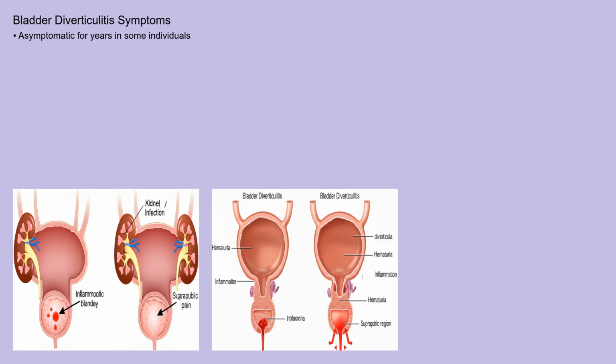Hematuria, blood in the urine, can also occur, especially with infection or inflammation. Patients may also experience suprapubic pain, which is pain in the lower abdomen above the pubic bone. In severe cases, systemic symptoms like fever, chills, and flank pain may indicate a more serious kidney infection, as the infection can spread upwards from the bladder.